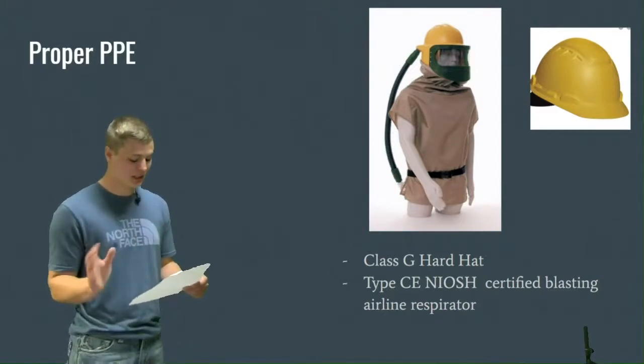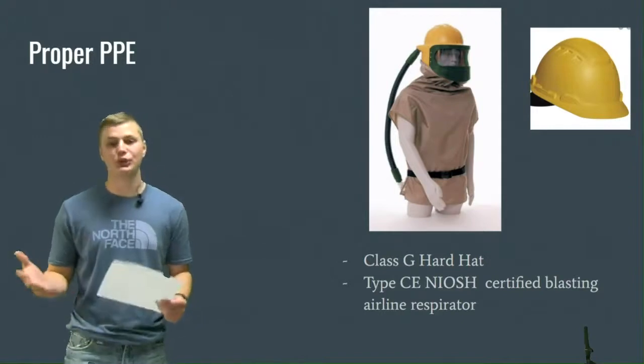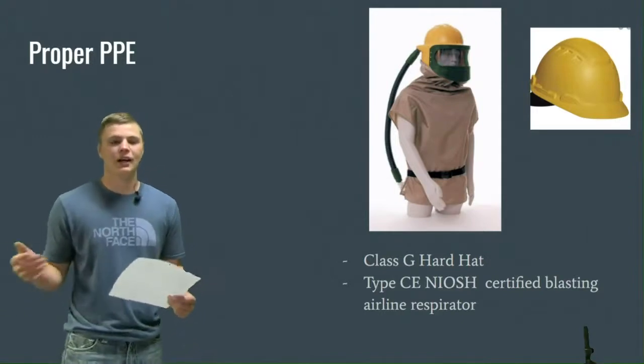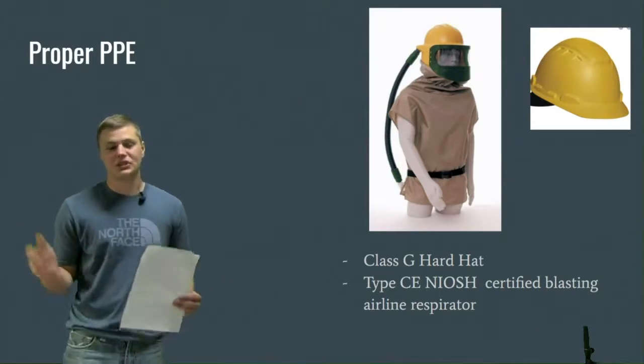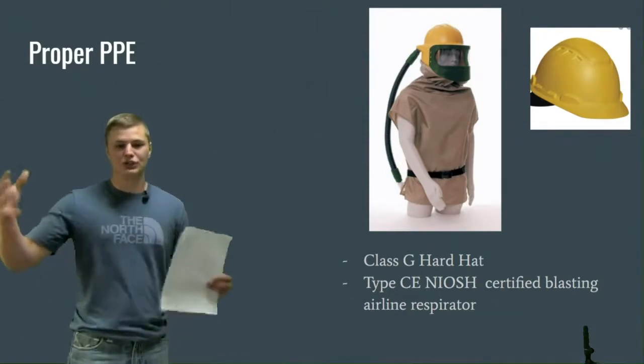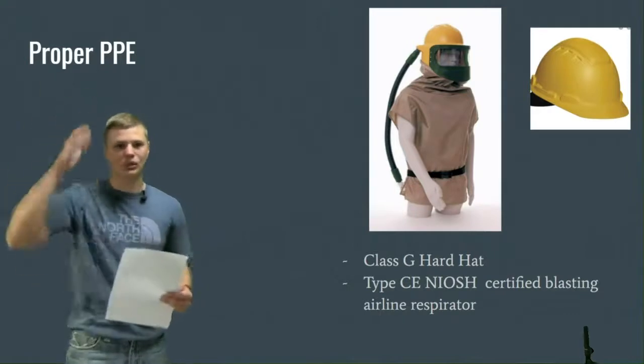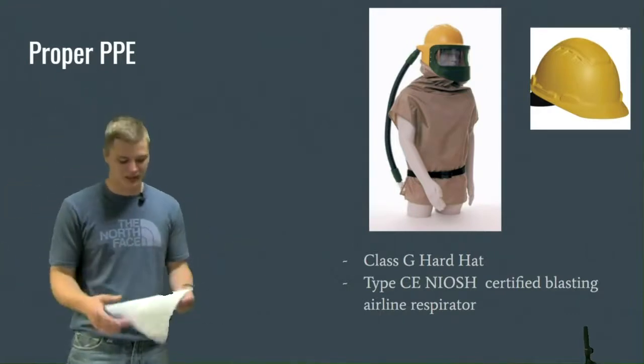A Class G hard hat is a general hard hat, as we know it, and it will be used in places such as mines where the dust can't get to you as easily, just debris coming from miles away because of how big the explosion is.